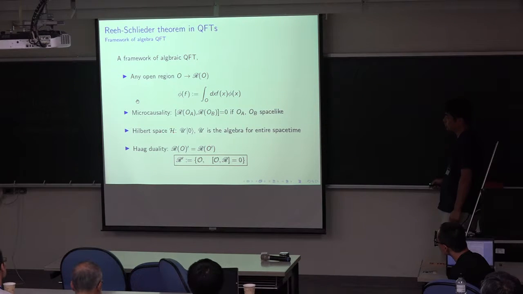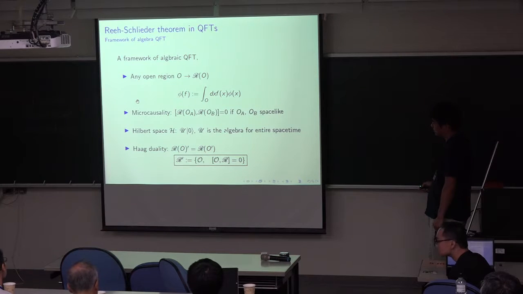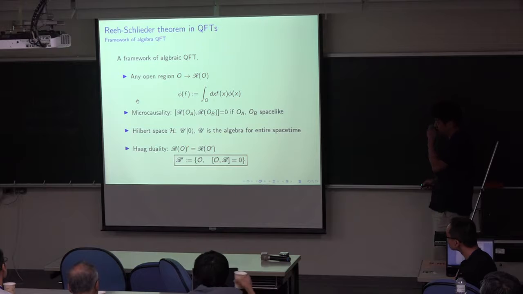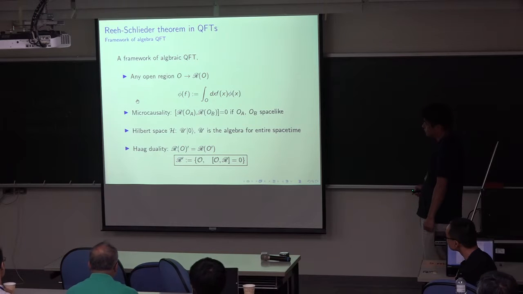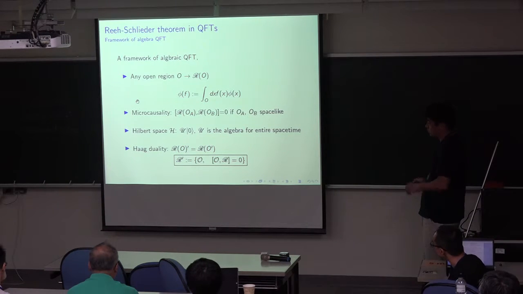We can also construct the Hilbert space by acting with the algebra for the entire spacetime on the vacuum. We get the whole Hilbert space, and it also satisfies Haag duality. This means that the commutant of this local algebra is equal to the algebra associated with the complementary part of this subregion O.